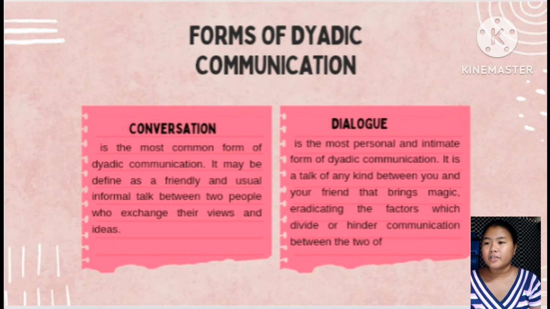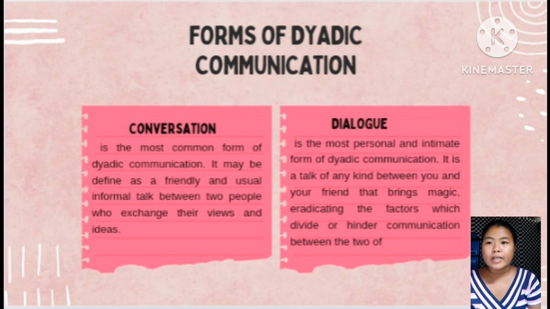First is the conversation. Conversation is the most common form of dyadic communication. It may be defined as a friendly and usual informal talk between two people who exchange their views and ideas. For example, you and your friend are talking to each other, and the moment your friend responds to your question, that is what we call a conversation. When you respond to each other, you form a conversation.